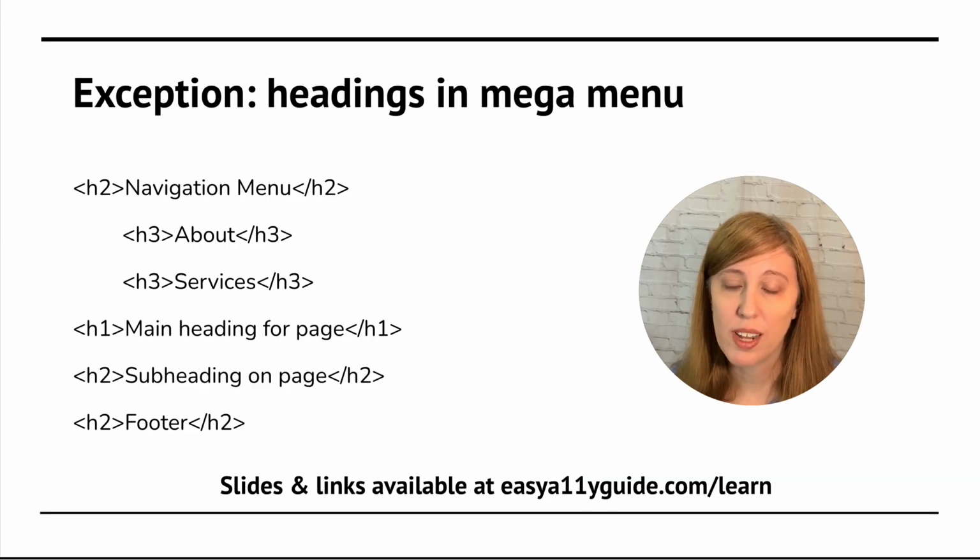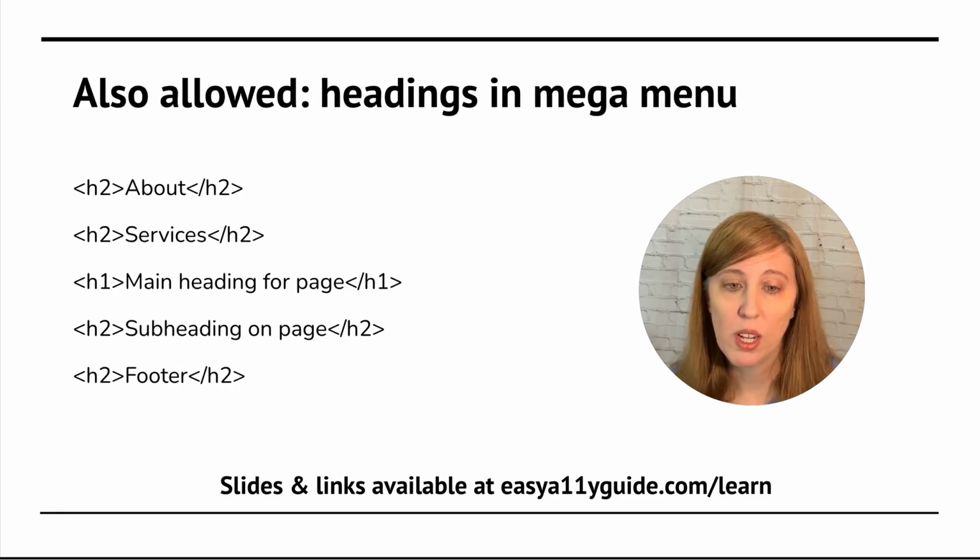Now for the exception, headings in a mega menu. When you have headings that are in the navigational elements of the website, they may be before the main heading for the site. This is allowed. One example would be to have a heading that said navigation menu, probably as a screen reader only heading, and then go into the various headings within the mega menu, about, services, etc. Another example would be to have the headings in the mega menu marked up just as H2s, about, services, and then go to the H1 of the website. We'll take a look at two examples.